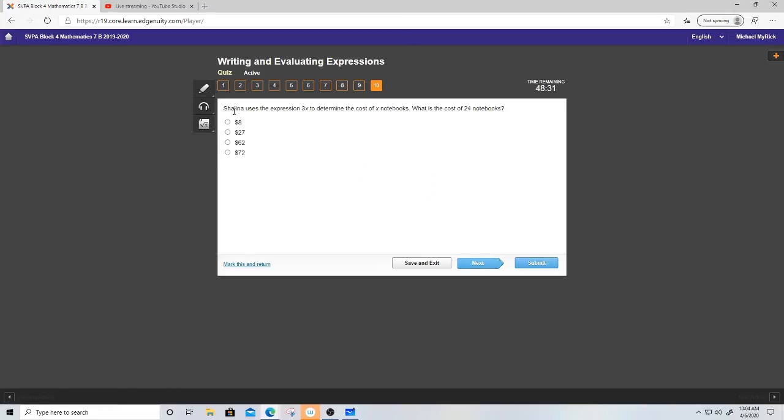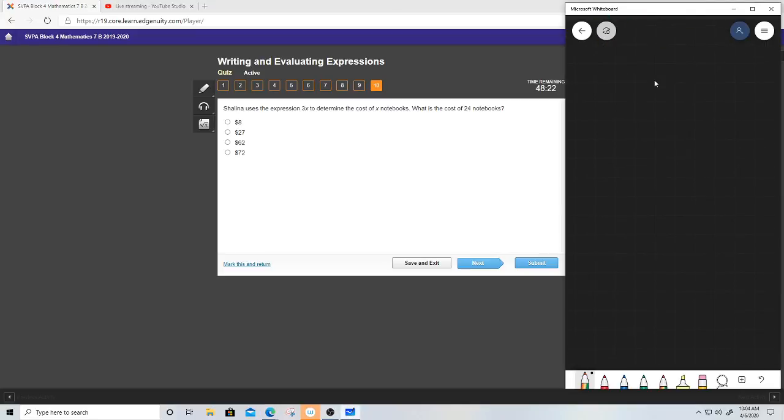Shalina uses the expression 3x to determine the cost of x notebooks. What is the cost of 24 notebooks? Oh my goodness. When you're stressing out in the test and they give you a softball like that. Well, 3x is the formula. And they just basically said x equals 24. So let's stick to protocol. This would then be 3 times 24 equals dollars per notebook.